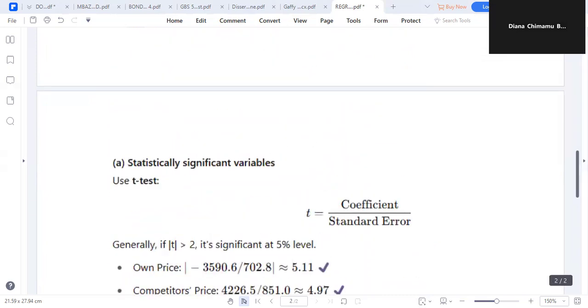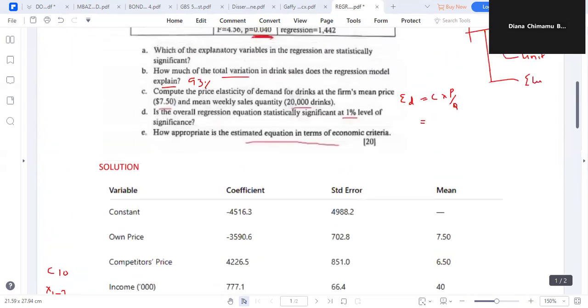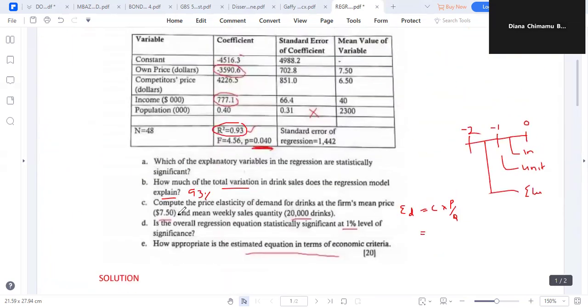Then we go to the overall significance. So this was about 5 marks. Is the overall regression statistically significant at 1%? So we use the p-value. What is the p-value here? 0.04, this is 4%. Yes.